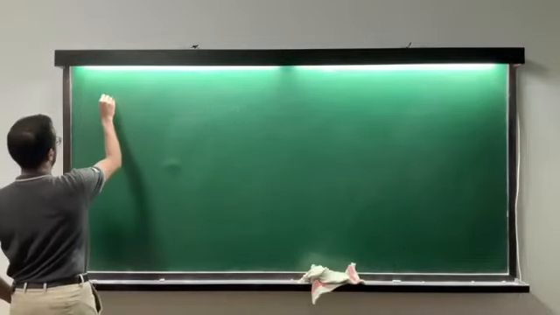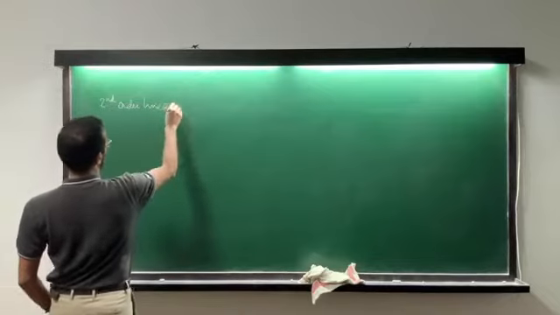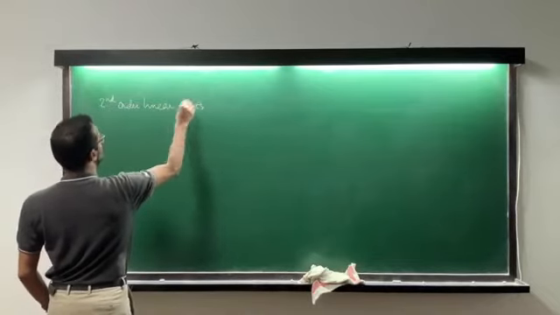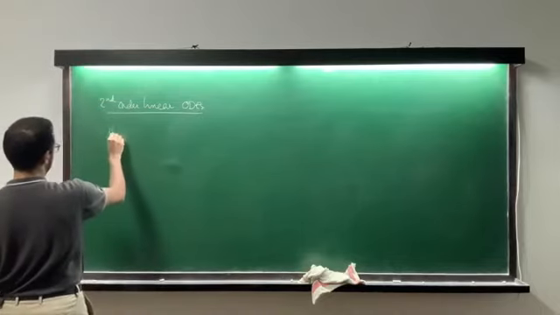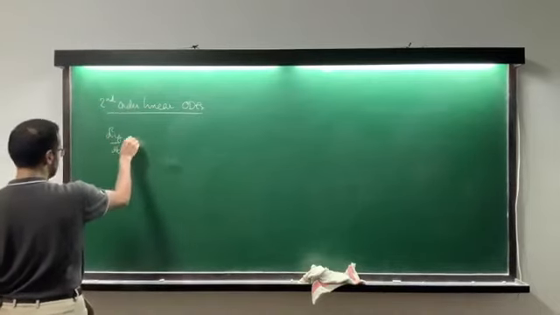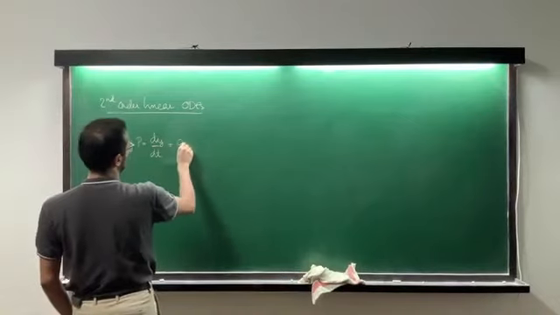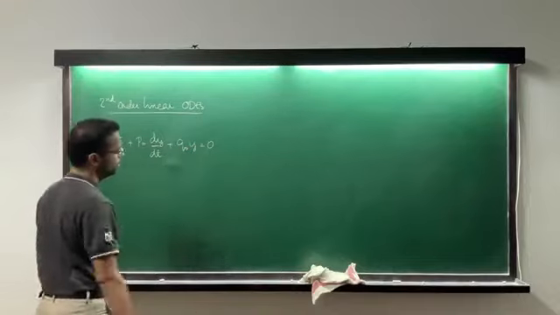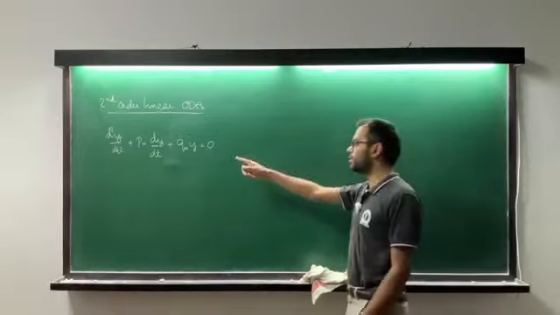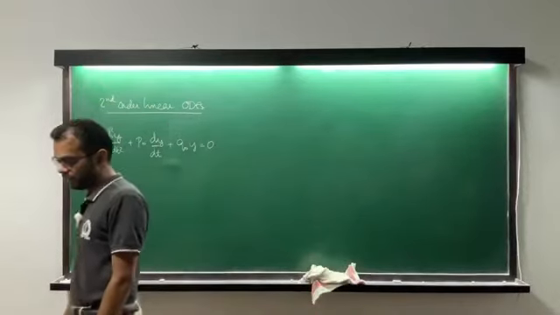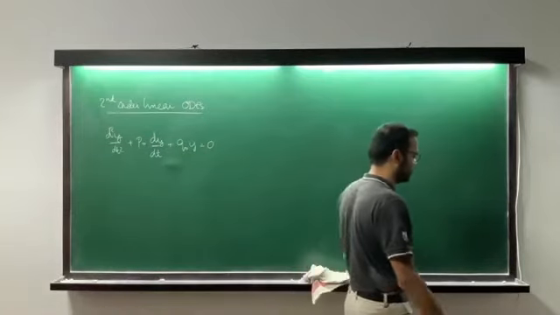Okay, we're talking about second order linear ODEs, and we saw that the homogeneous constant coefficient case was solvable, right? You could get y1, y2 by just putting e to the power of rt into this and then solving for r, the quadratic equation, getting two solutions, y1 being e to the power of r1t, y2 being e to the power of r2t.